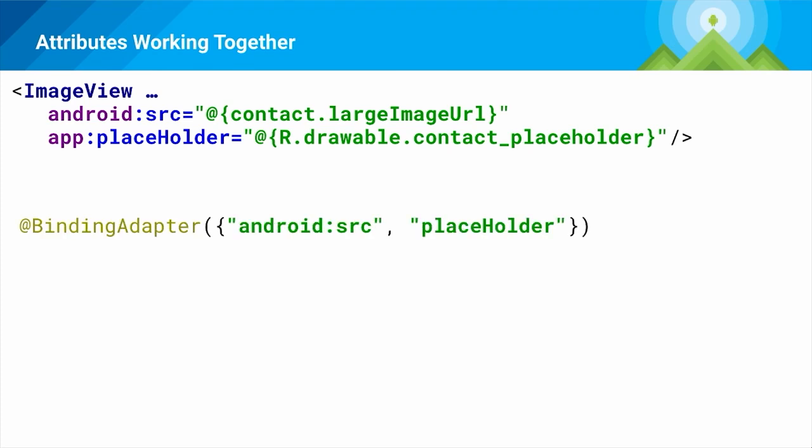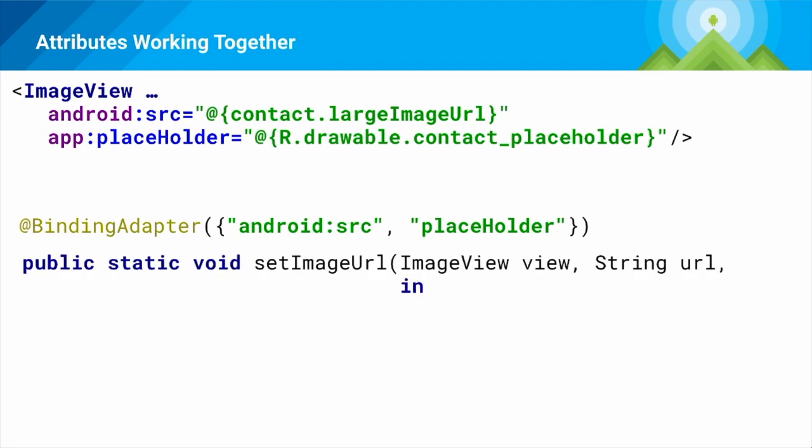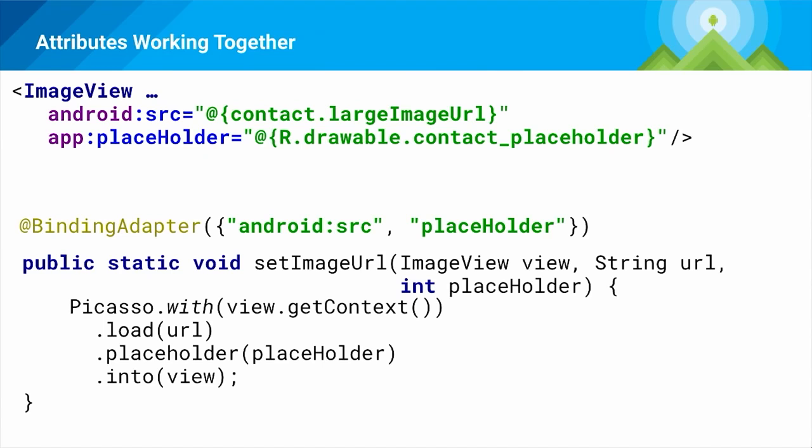And this one takes two attributes, and they can work together. You just take the parameters in the order that you've assigned them in the annotation. And now you can do whatever you want in the method. In this case, we're going to load the URL off thread, and in the meantime, we'll load this placeholder image.